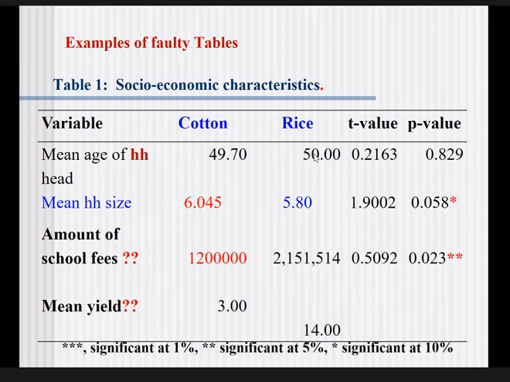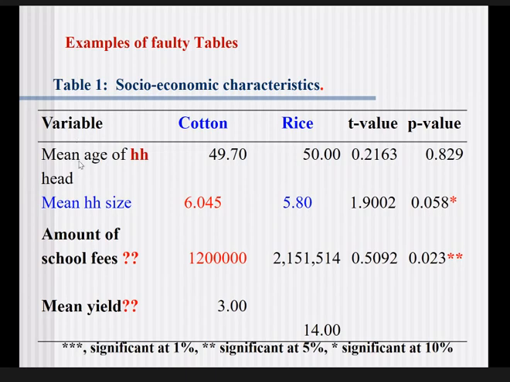Here I give examples of faulty tables. In this table, table 1, socioeconomic characteristics, the title in the first place is faulty because it is incomplete. Socioeconomic characteristics, what is that about? It is not self-explanatory. That is fault number 1. Fault number 2, there is a full stop at the end. I have marked it red. That is a fault. There shouldn't be a full stop.